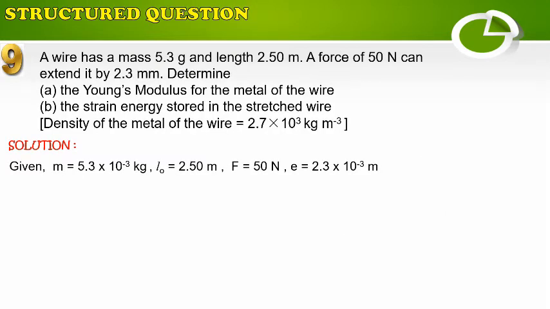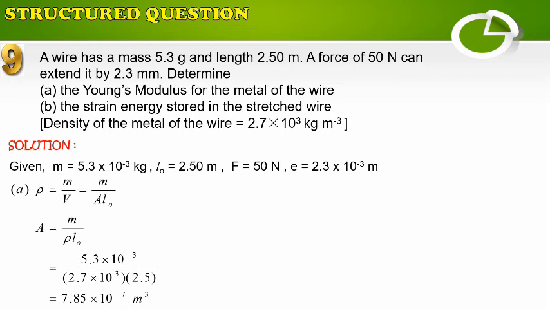For question number 9, a wire has a mass of 5.3 gram and length 2.5 meter. A force of 50 Newton can extend the wire by 2.3 millimeter. So for A, we need to determine the Young modulus for the metal of the wire, and B, we need to calculate the strain energy stored in the wire.